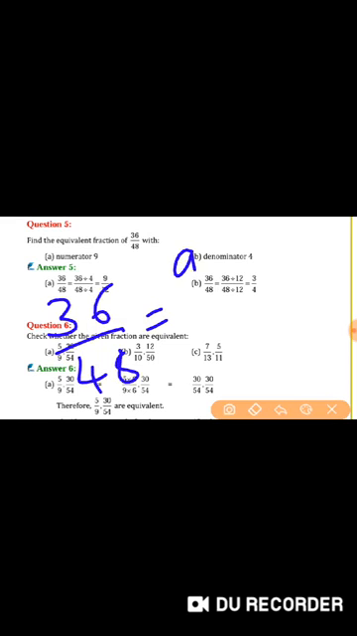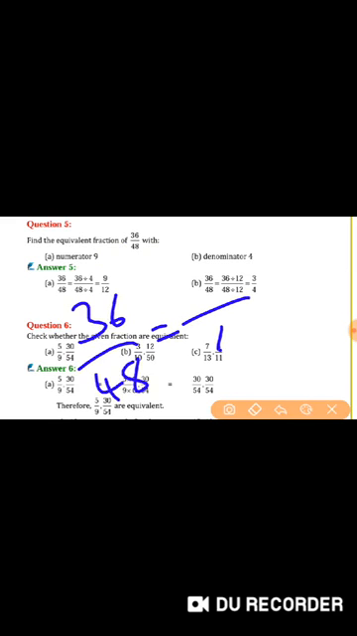Numerator means 9. See, division. 36 if you divide by 9, how much? Directly also you can divide. How much will you get? It is 4, isn't it? So division by 4, or 9 4s are 36, also you can find. Then divide by 4. How will you get it? 4 1s are 4, 4 2s are 8, so 12 is the answer. This is how you can choose.